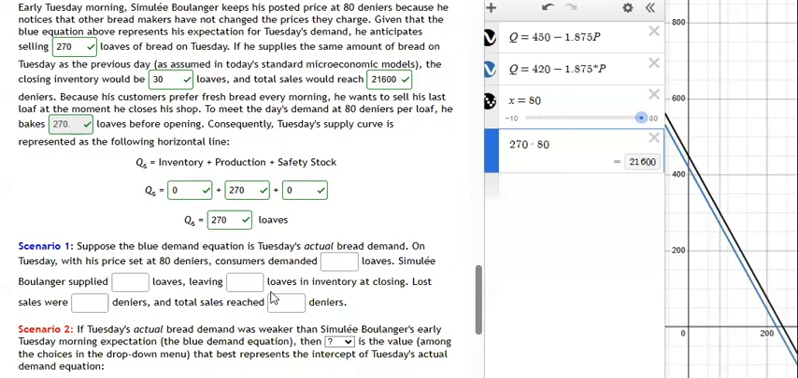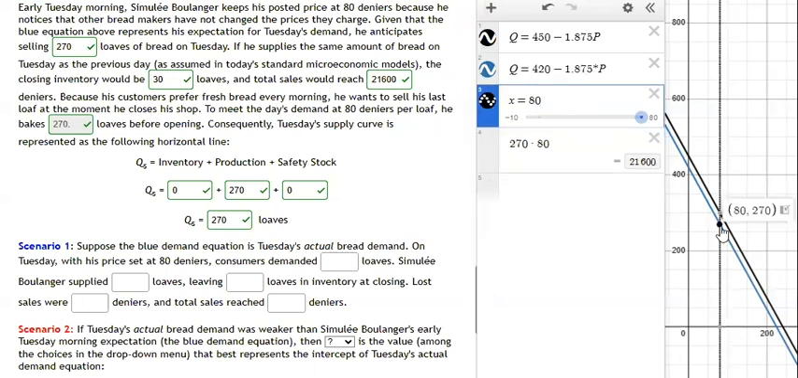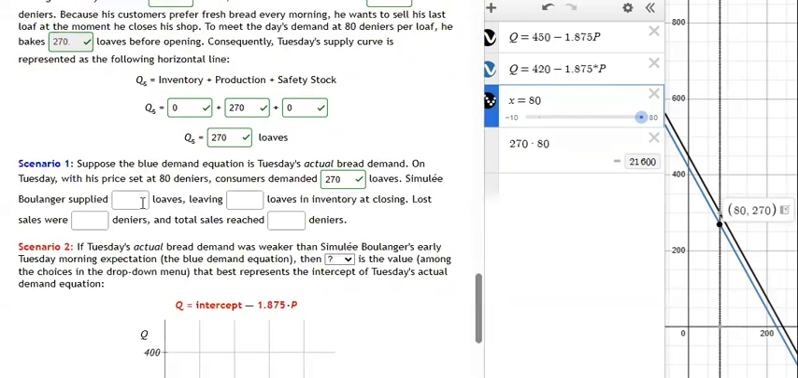In scenario one, suppose the blue demand equation is Tuesday's actual bread demand, not just as expected. On Tuesday, with his price set at 80, consumers are going to demand 270 when the price is 80. Simule supplied 270 loaves, leaving 0 loaves in inventory at closing. Lost sales were 0. And total sales, again, is 270 times 80.